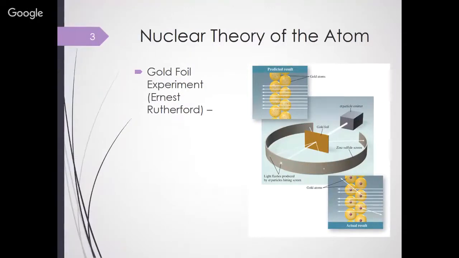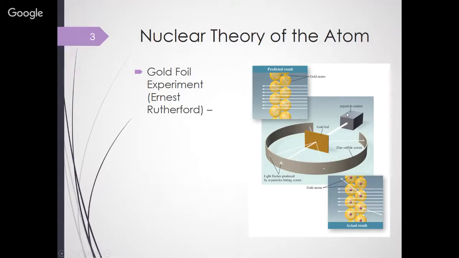The nuclear theory of the atom. So the original hypothesis was that atoms looked kind of like chocolate chip cookies, where they thought that the protons were distributed evenly throughout the atom. So Ernest Rutherford designed an experiment, and what he said was, I'm going to set up a piece of gold foil, like aluminum foil, but with gold.